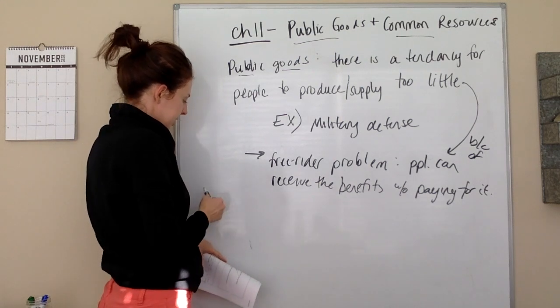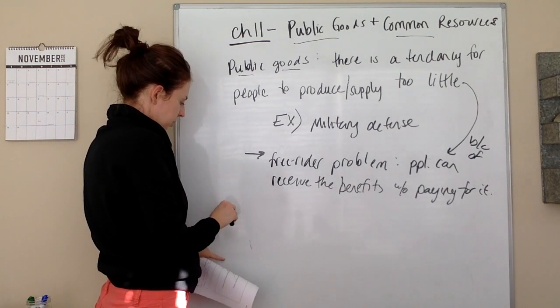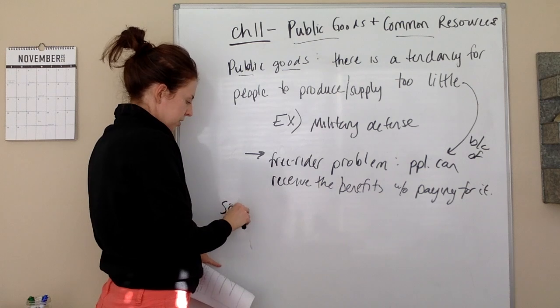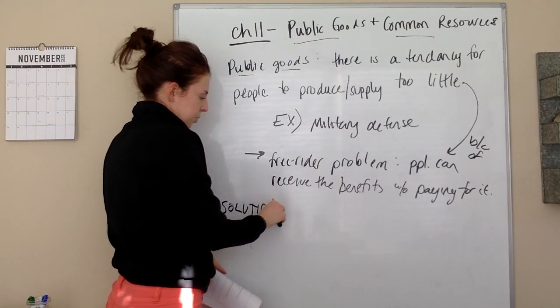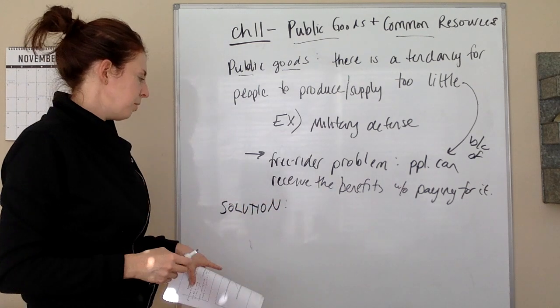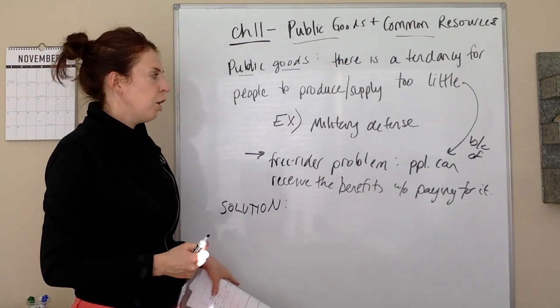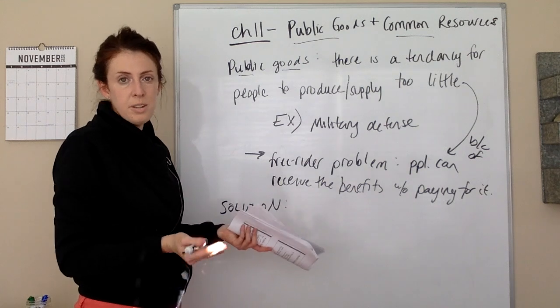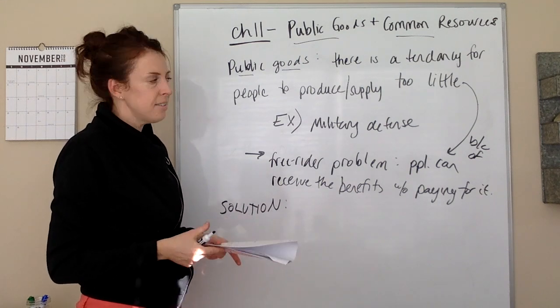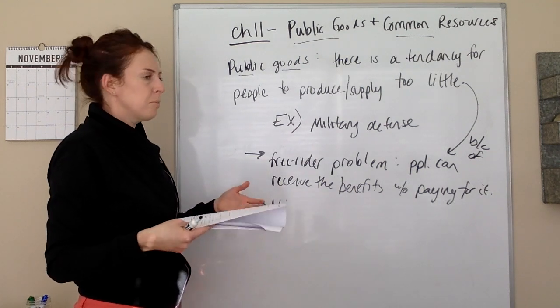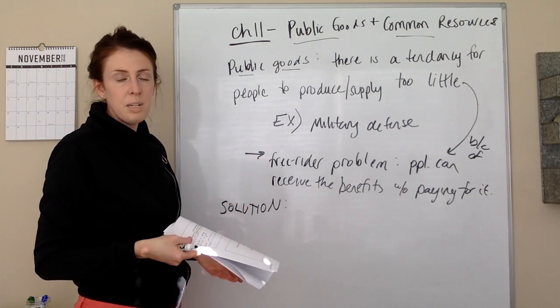Okay, so the way we get around this, I'll call this the solution, and particularly it's a solution to the free rider problem, is the government can just come in and provide the public good. So this is what we do in the United States. This is what virtually every country does. Virtually every country has a military system that is financed by the government.